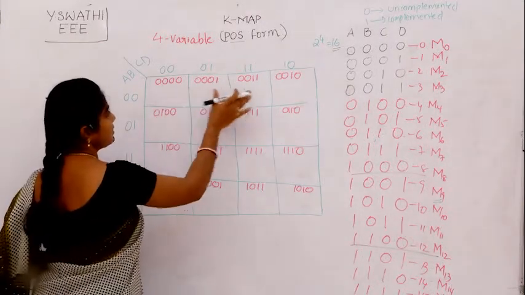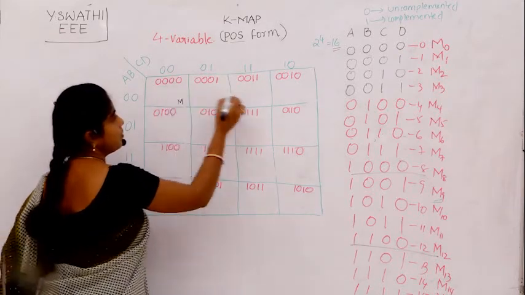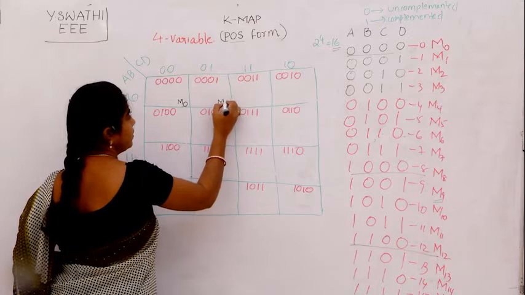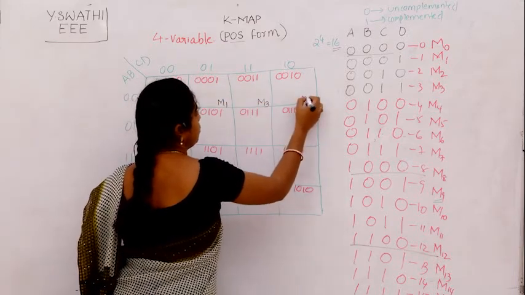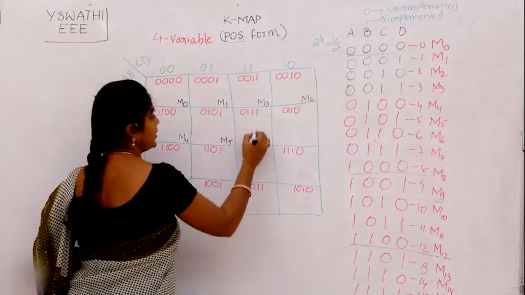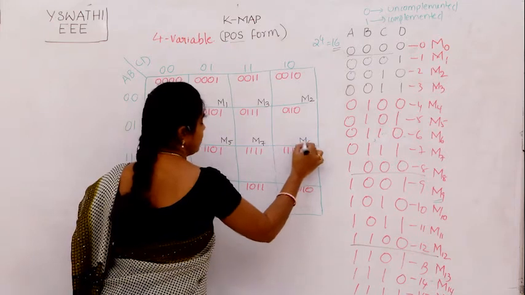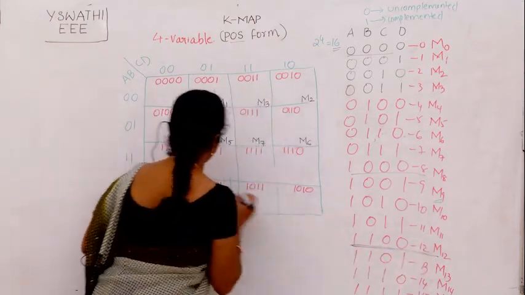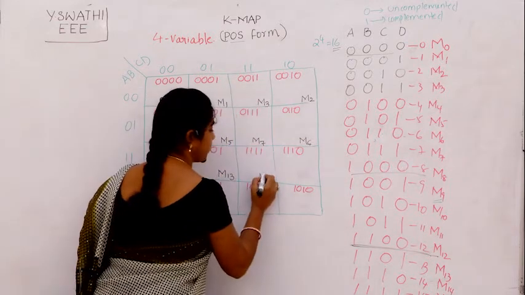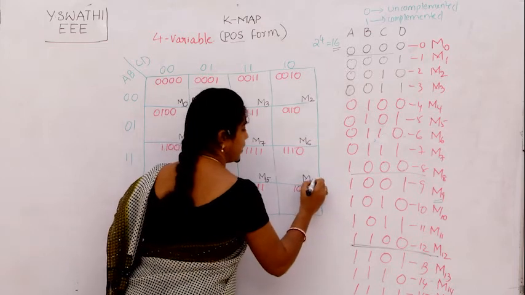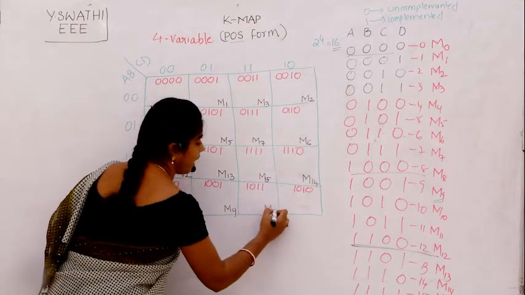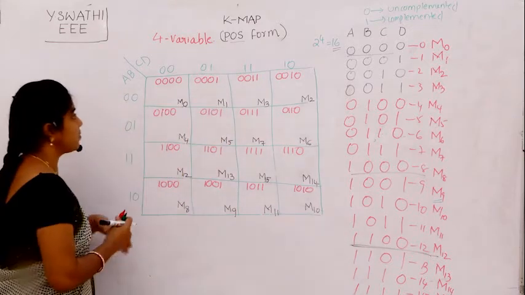We represent each cell with the max term representation, that is here 0000 means M0, and 0001 means M1, here M3, M2, M4, 0101 is M5, here M7 and M6, 1100 is M12, M13, M15, M14, here 1000 means M8, M9, M11 and M10. This is our max term representation of each cell.